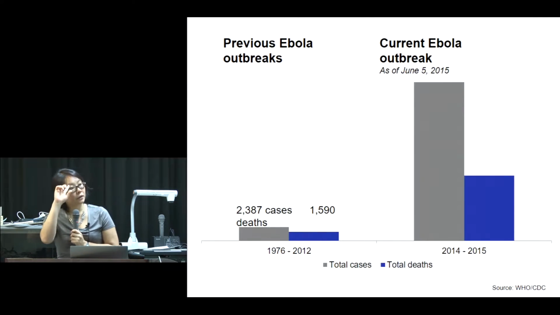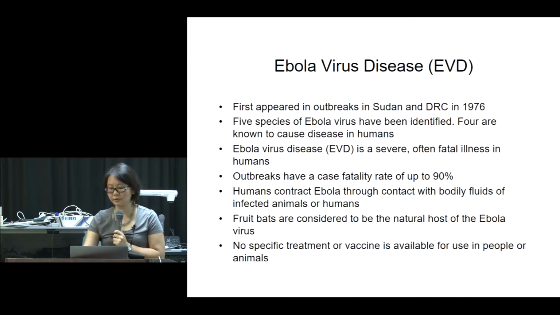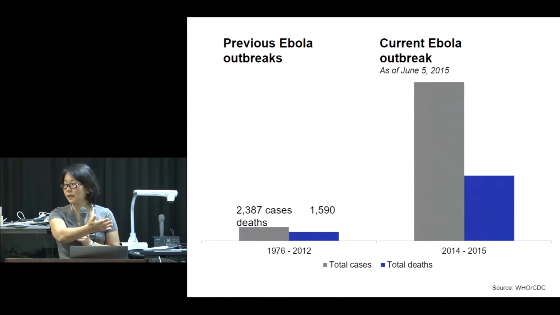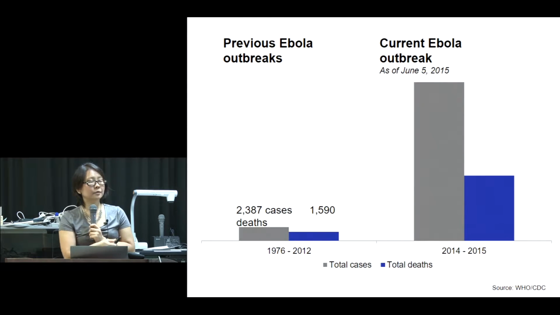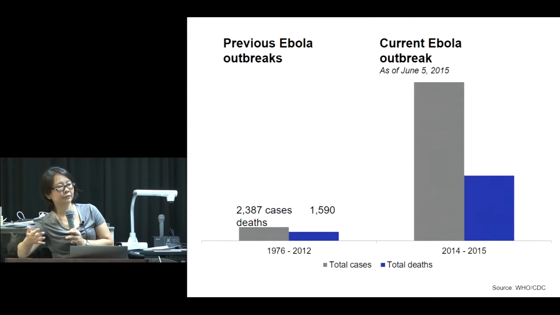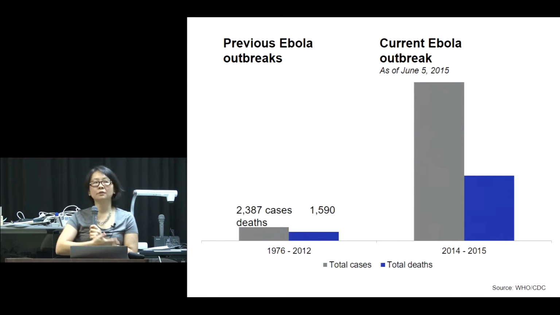I'd like you to see this graph. We mentioned Ebola has been appearing since the 1970s. Since 1976 until the big outbreak that we saw on the news, until 2012, there were actually only a little more than 2,000 total cases and nearly 1,600 deaths. And this is in a span of how many? 30-something years. And then what happened between 2014 and 2015?